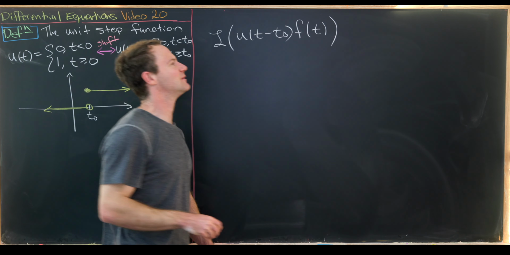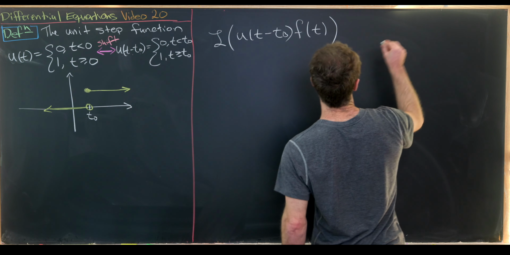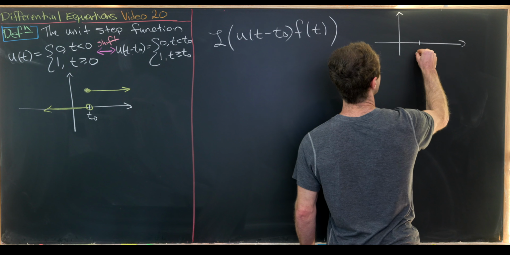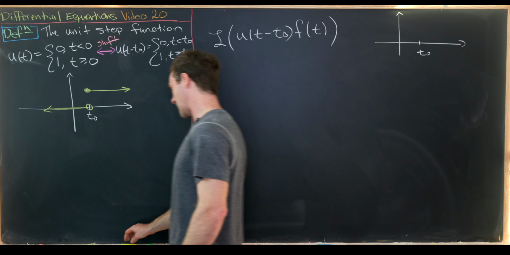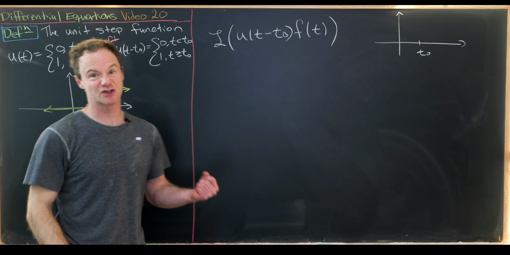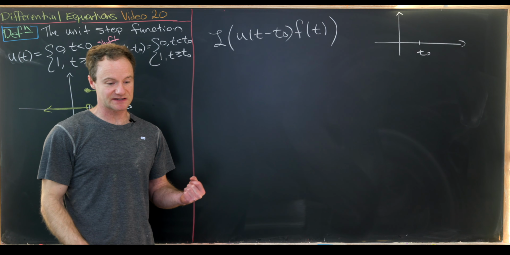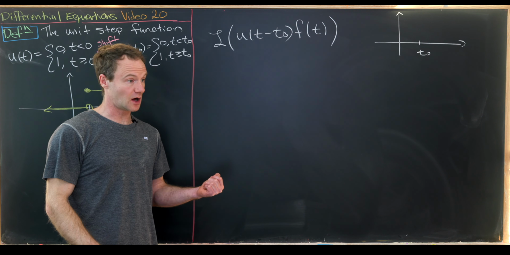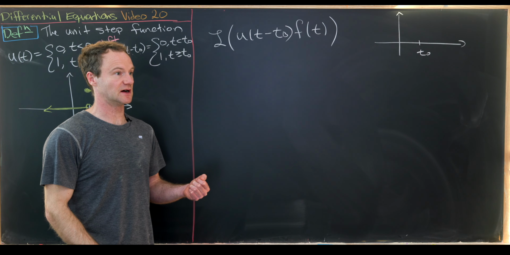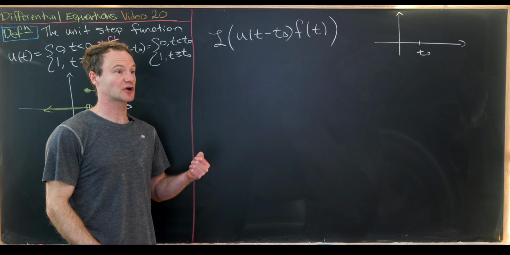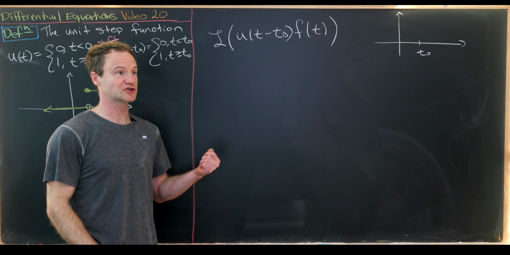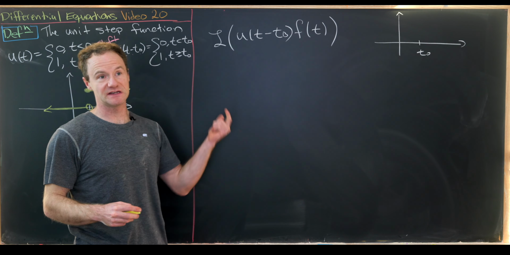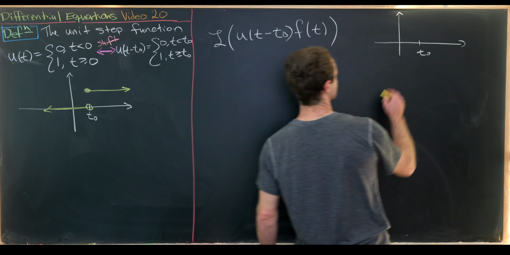How can you think about this u of t minus t naught times f of t? I think a really good way to think about it is that this unit step function is like a switch. It's off when t is less than t naught, but it's on when t is bigger than or equal to t naught. When it's turned on and multiplied by a function, its value is the function value, f of t in this case, everywhere after t naught.